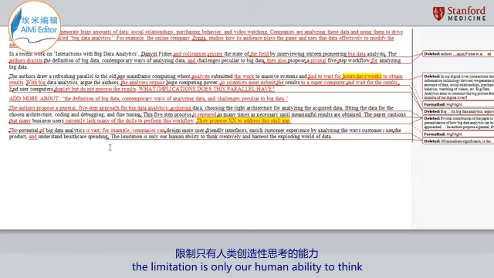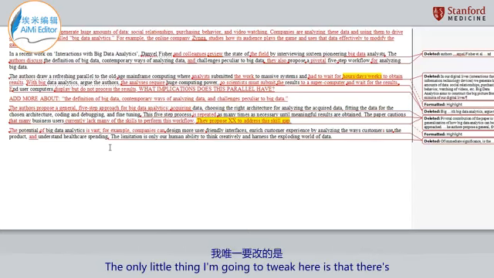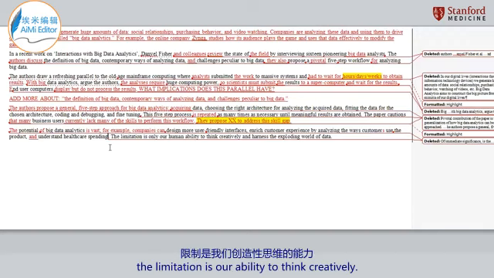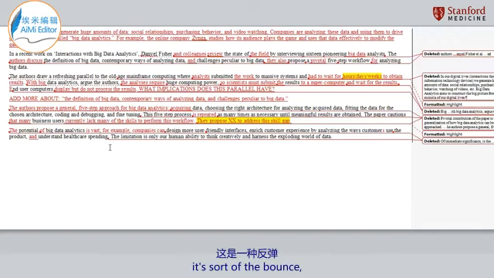The limitation is only our human ability to think creatively and harness the exploding world of data. That's really nice language. The only little thing I'm going to tweak here is that there's something slightly funny about this, because it says the limitation is our ability to think creatively. So it's not our ability to think creatively that's the limitation here. It's sort of the bounds, the limit is the limits of our ability to think creatively.